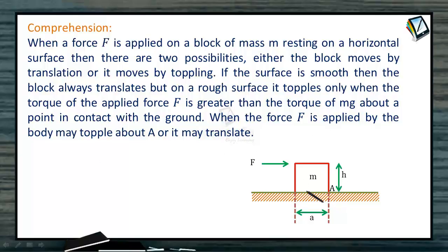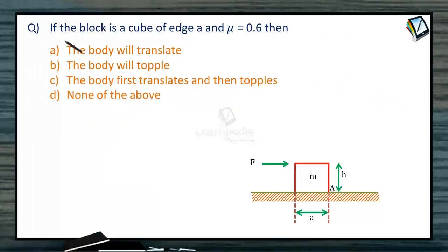So this is the picture. This is the body of width A, height is h. This is point A. Force F is applied at the top about point A. Question number 3. If the block is a cube of edge A and mu is 0.6, then the body will translate, the body will topple, the body first translates and then topples, none of the above.